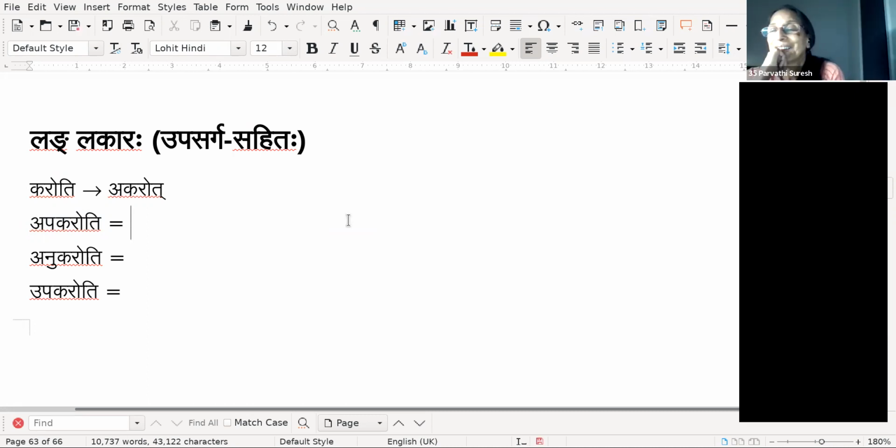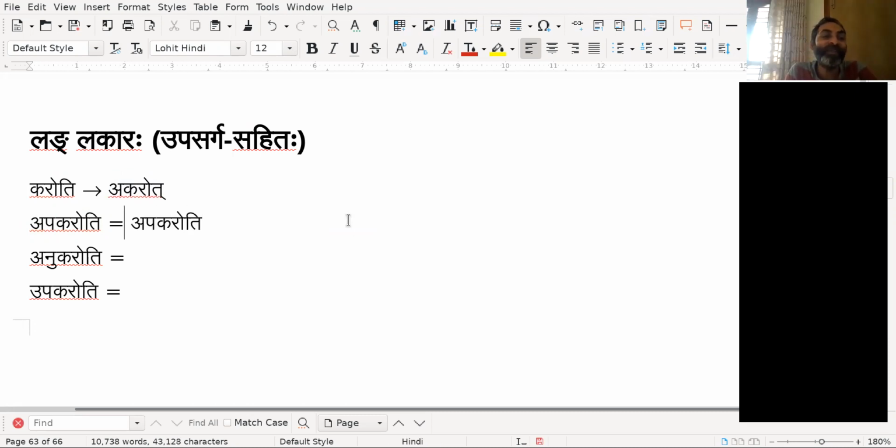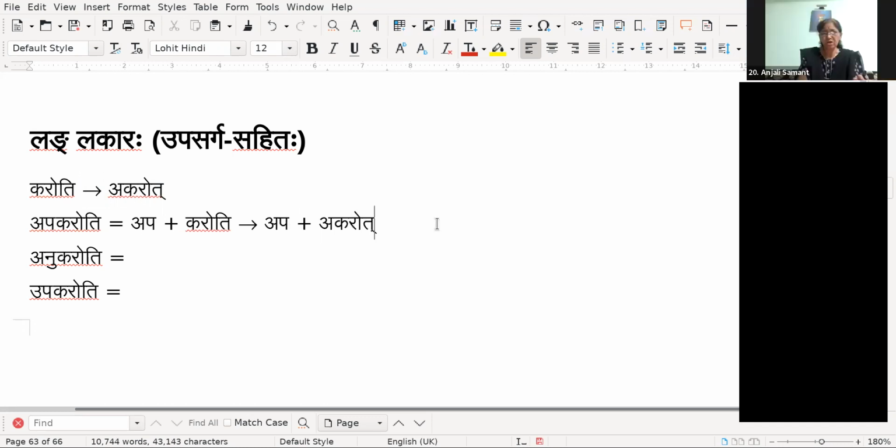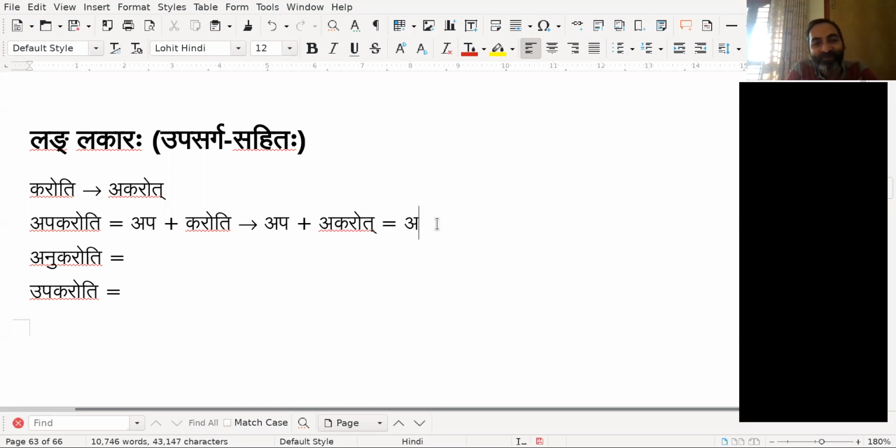Apakarot. Basically, we are trying to add an akara there, right? It looks like that. But now the interesting thing is, whenever there is an upsarga, the first thing is we have to identify it. Can you tell me what the upsarga is here? Apa plus karoti. Then you bring this form, karot, and then you add the prefix. In lang lakara, the akara should not always be added just in the front; it is always in front of the dhatu. The prefix has to be added. So what does it become? Apakarot.